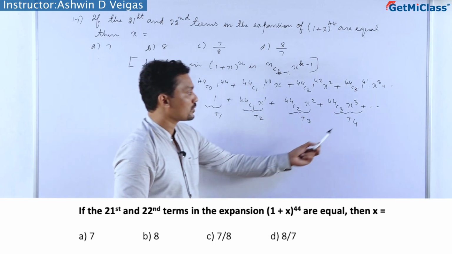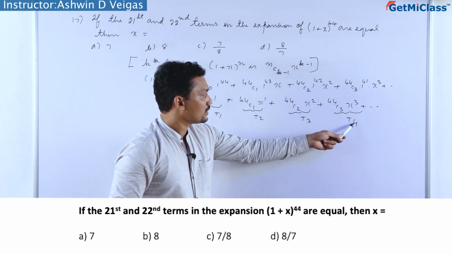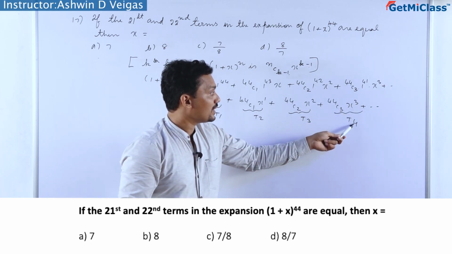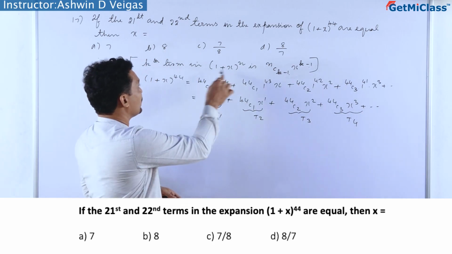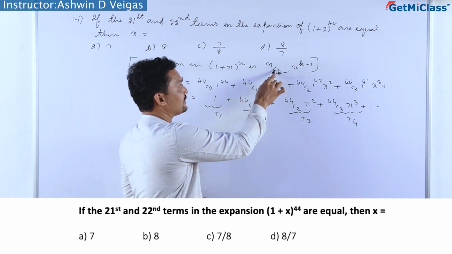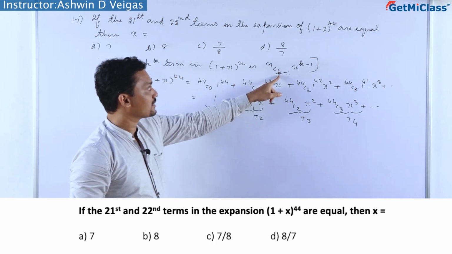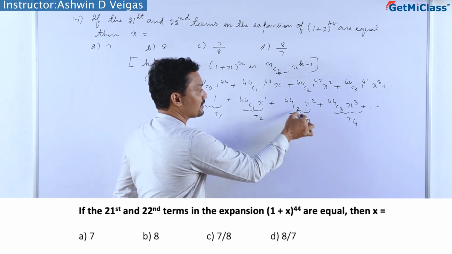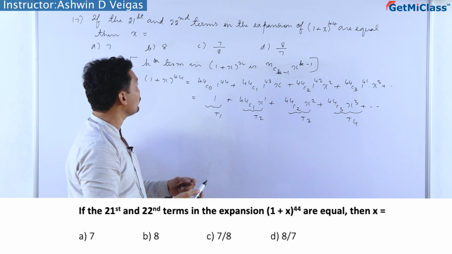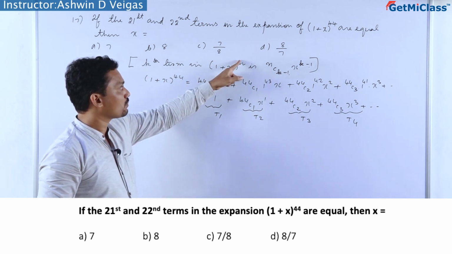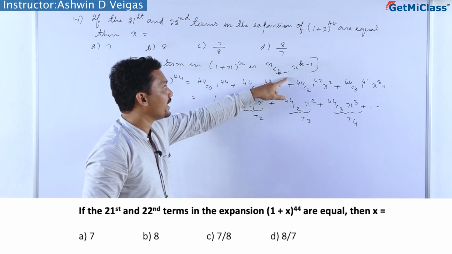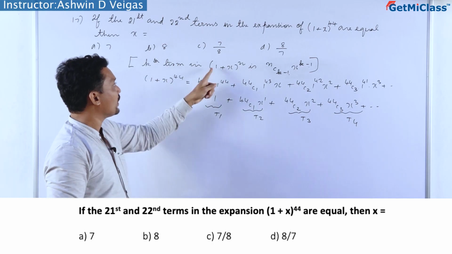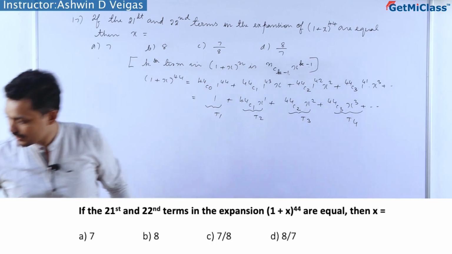For example, let us look at the fourth term. If I want the fourth term, the index will be 1 less than this. So the kth term's index will be 1 less, k minus 1. See, the third term's index will be 1 less, that is 2. So when you generalize, the kth term in (1 + x)^n is always nC(k−1) x^(k−1). This is only true for this expansion, that is (1 + x)^n. So that we need to remember.